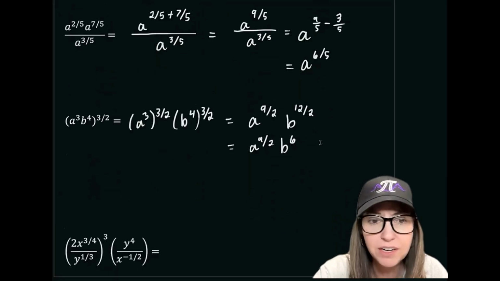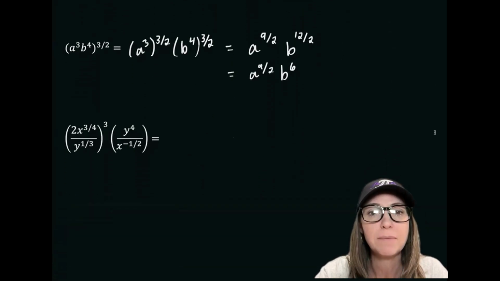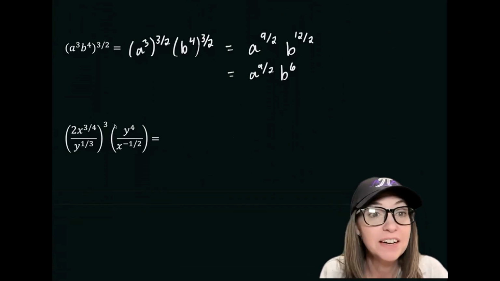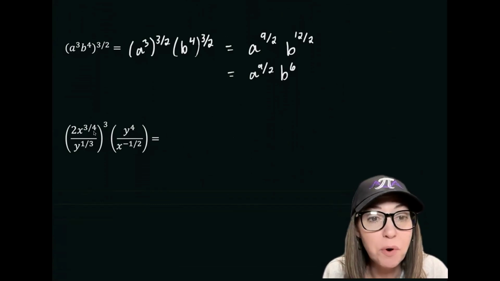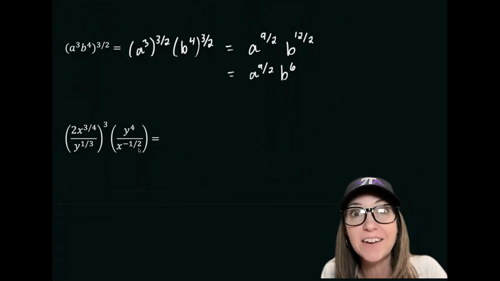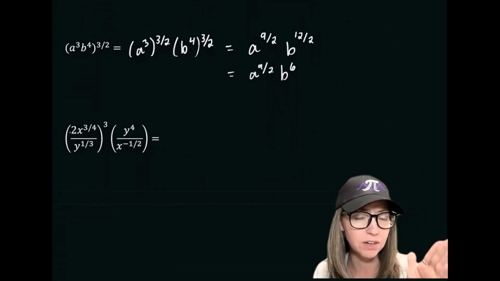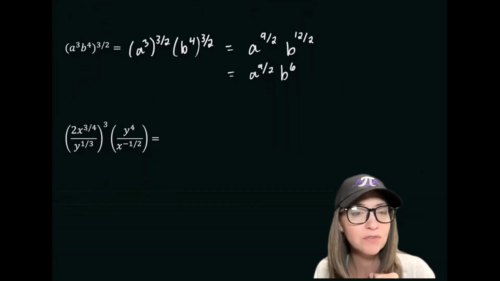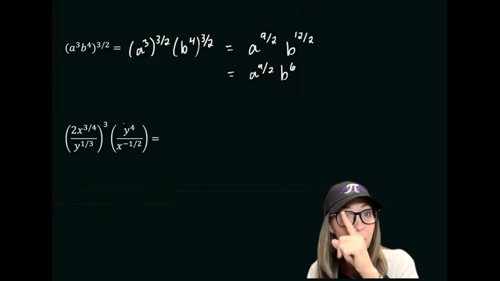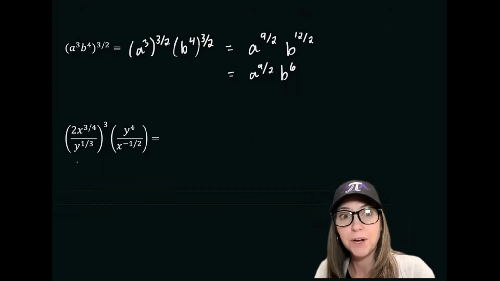We're going to do one more challenge question here to see if we've really got it. Make sure you're pausing the video in between each example, and let's give it a try. So we have 2x to the 3/4 over y to the 1/3, all cubed, times y to the 4th over x to the -1/2. Looking at the overall picture here, we've got a constant. We've got x's in the first numerator, some x's in the second denominator, y's in the second numerator, and y's in the first denominator. So how can we combine all these things?